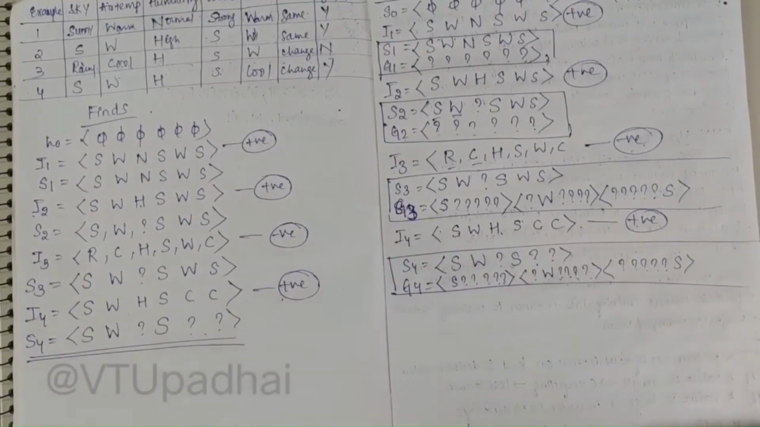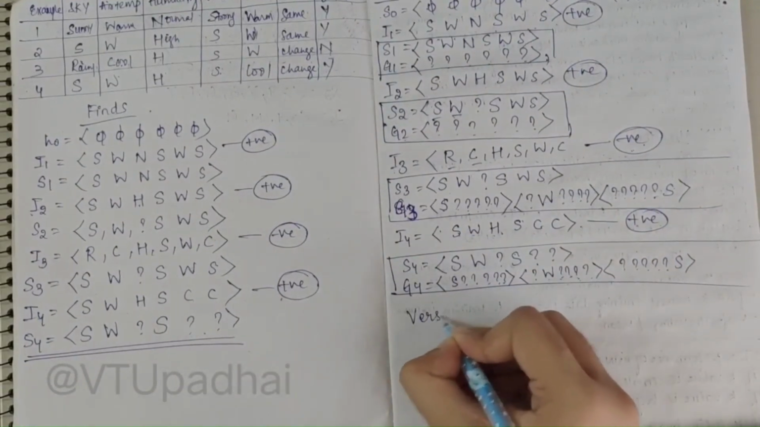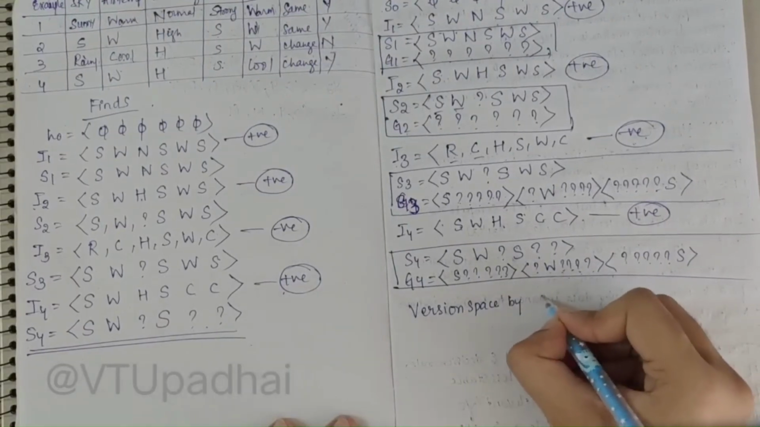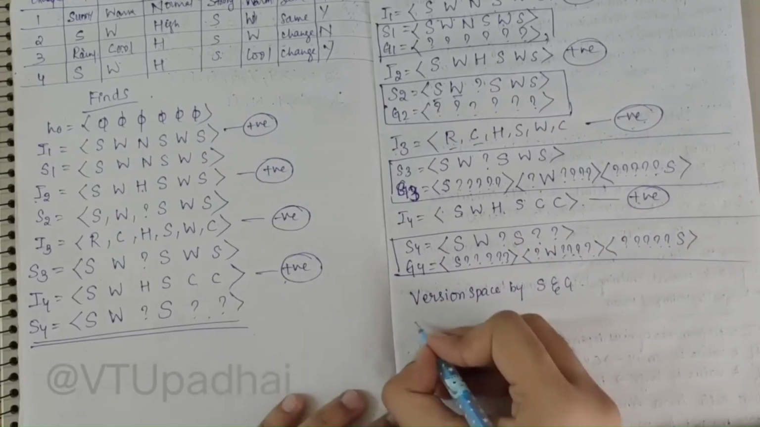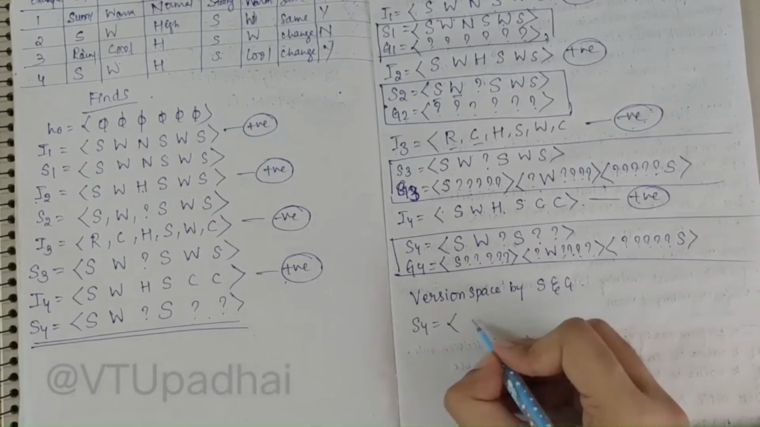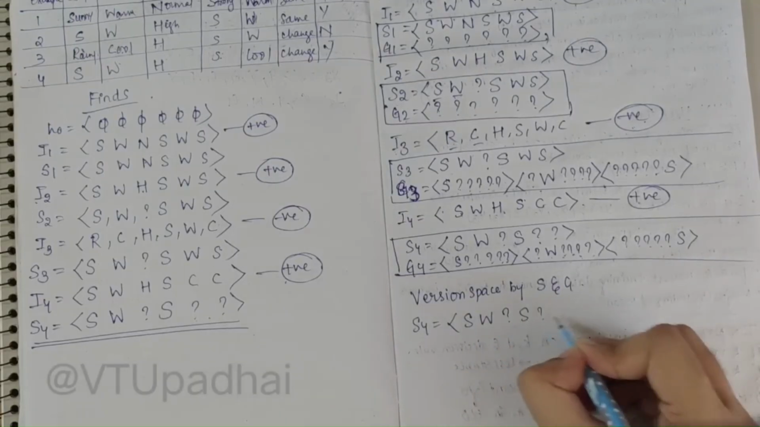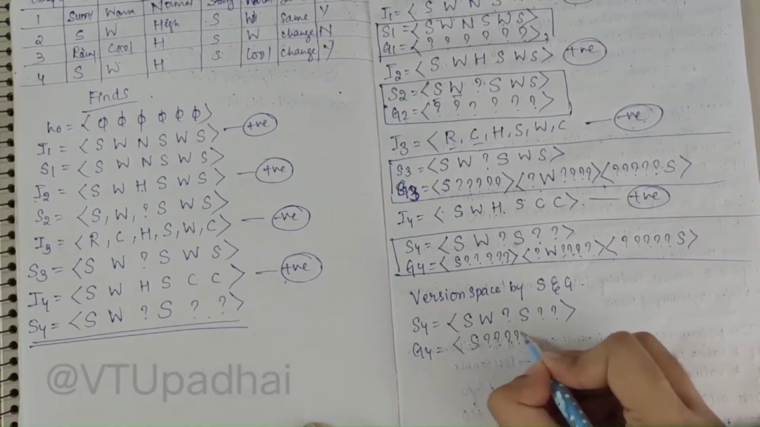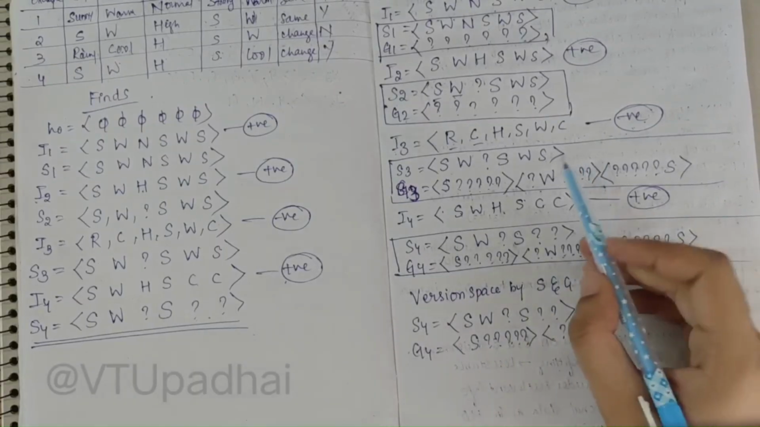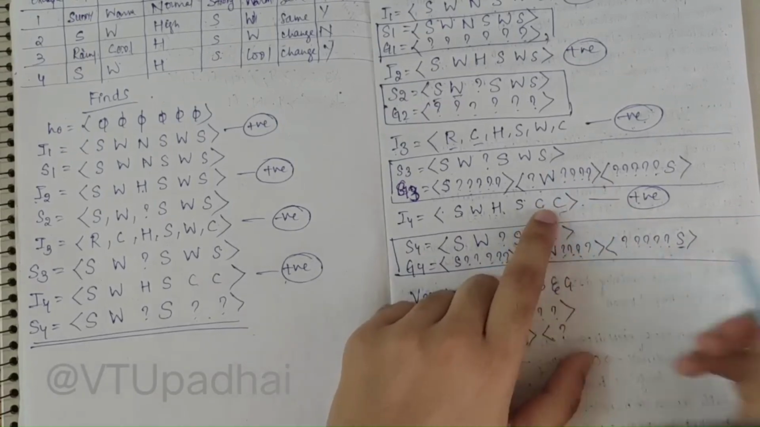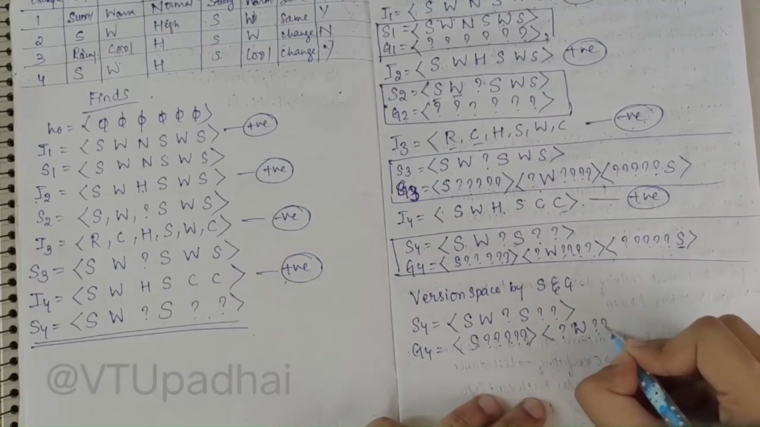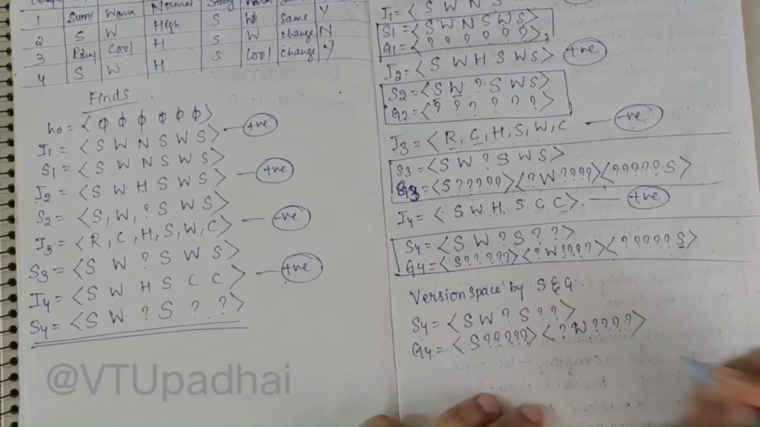Now that I've obtained the S4 and G4 values, I need to write the version space, right? So the version space by comparing S and G. So writing the version space, S4 would be SW question mark S question mark question mark, and then G4 would be S question mark and then W question mark. Here, if you check, I have S here, but then for a positive instance I need to get C, right? So I need not consider this. I can put a question mark here. Okay, so I can write question mark W question mark question mark question mark question mark.